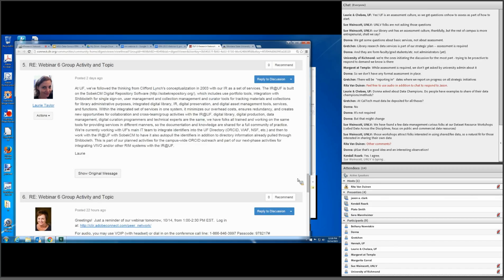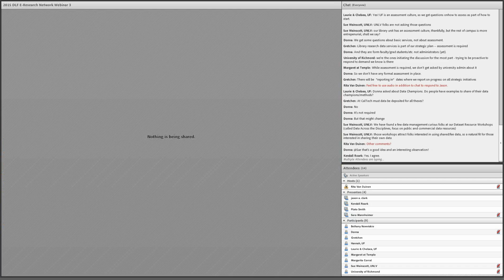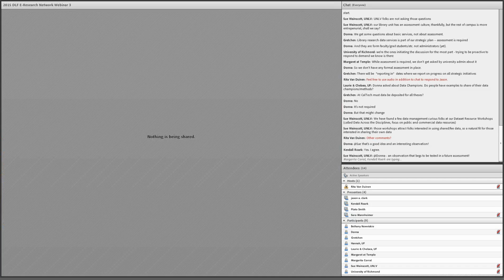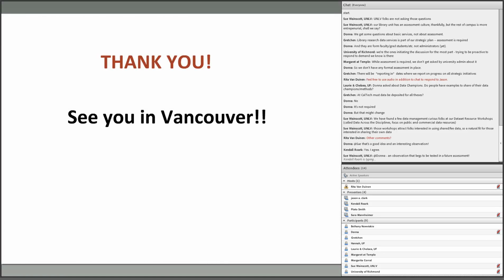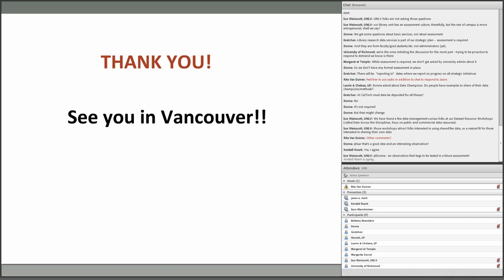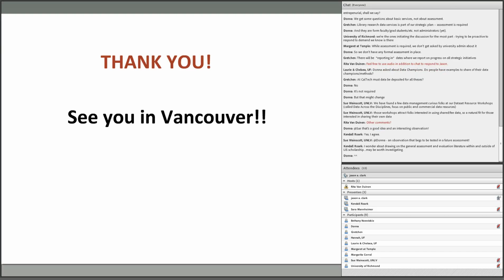Looks like she's typing one more time. Yeah, that's a great idea. Kendall just brought up the idea of starting to look at other disciplines that are thinking about assessment and see what that evaluation literature looks like, because we did stay within the library science field in our review.